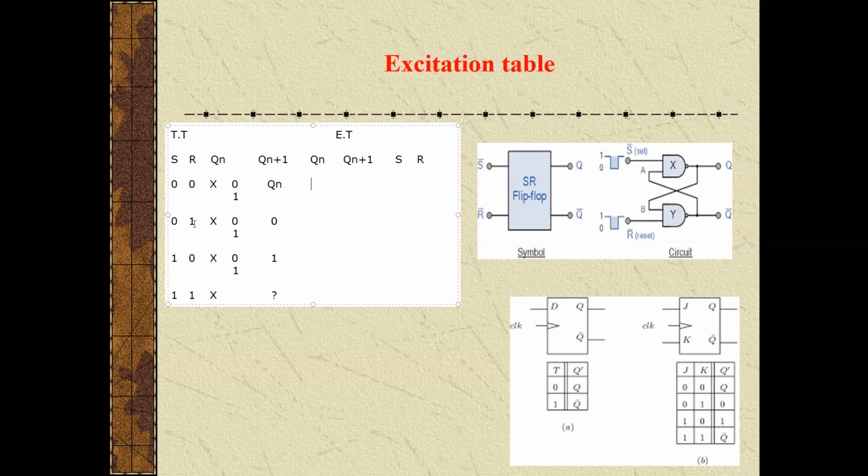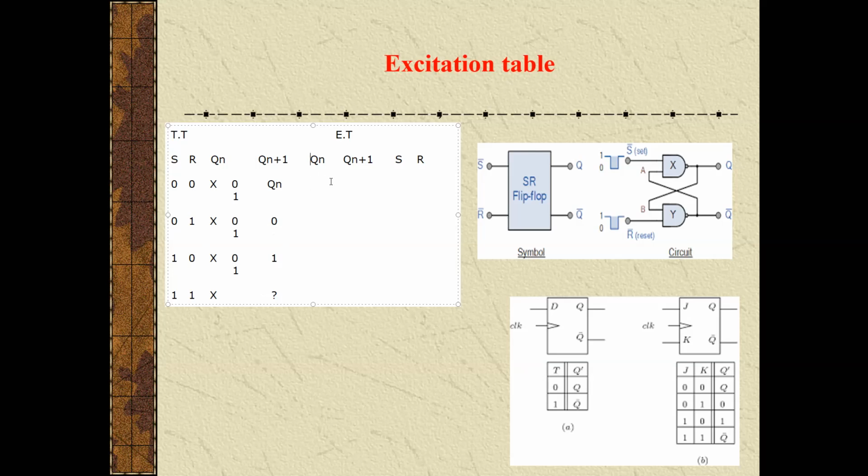When S is 0 and R is 1, it won't bother about Qn. It simply sets the next state to low. Similarly, when S is high and R is low, it won't bother about the signal present at the present state. It simply sets it to high. If both are high, it is an undetermined state. We cannot predict exactly what signal is present at the next state, hence it is called undetermined.